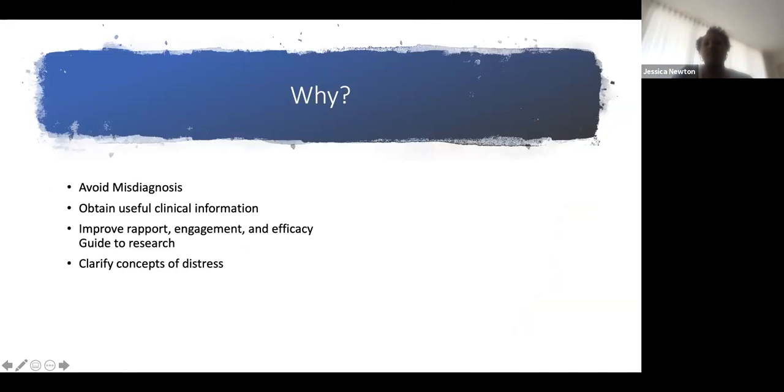And so why is this important? Why do we need to be sure that we cover the cultural competency or the cultural checklist? We want to avoid misdiagnosing. We want to obtain useful clinical information, build rapport, engagement, and efficacy, as a guide to research, as well as clarify concepts of distress.